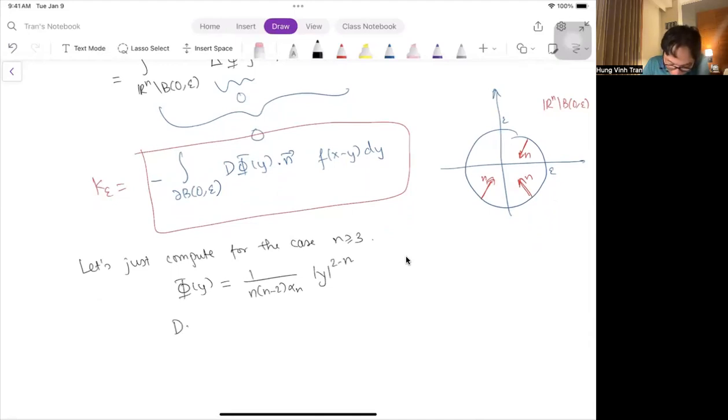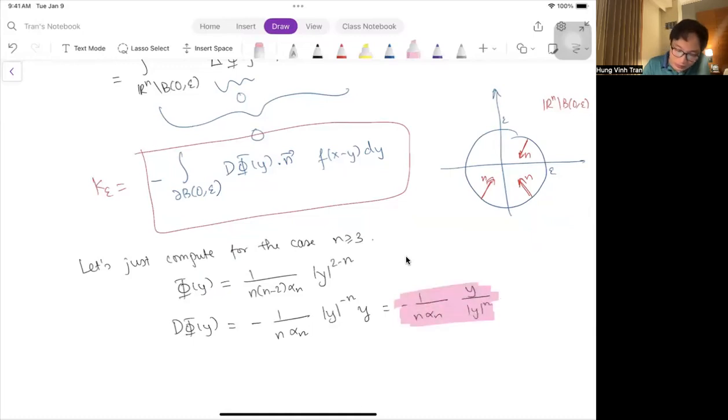again, we have computed this in class. You can double check earlier, but if not, you can just compute it, right? You differentiate here, you have 2 minus n popping out, so it cancels out with n minus 2. You have minus 1 over n times alpha n, y to the power minus n times y. Or you can write it as 1 over n alpha n, y over |y|^n. Okay, so that's the gradient of phi. Let me highlight it.